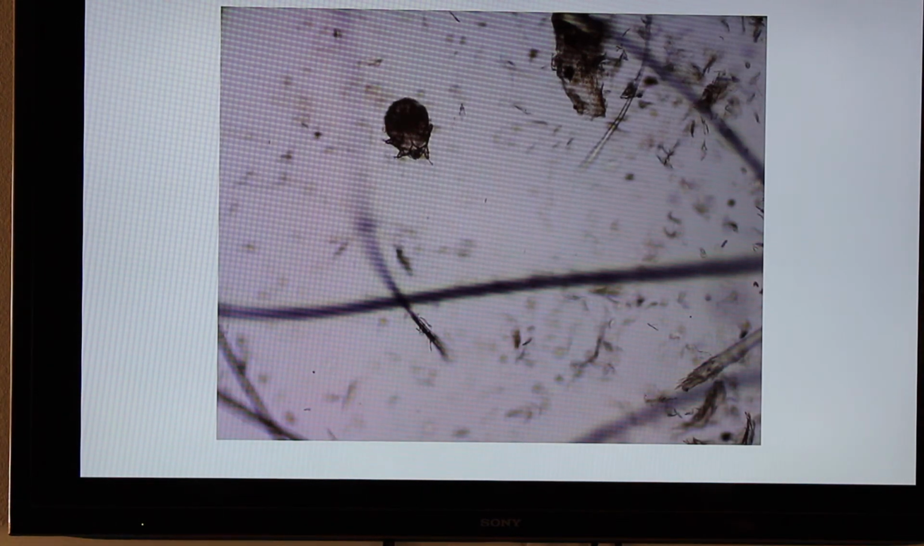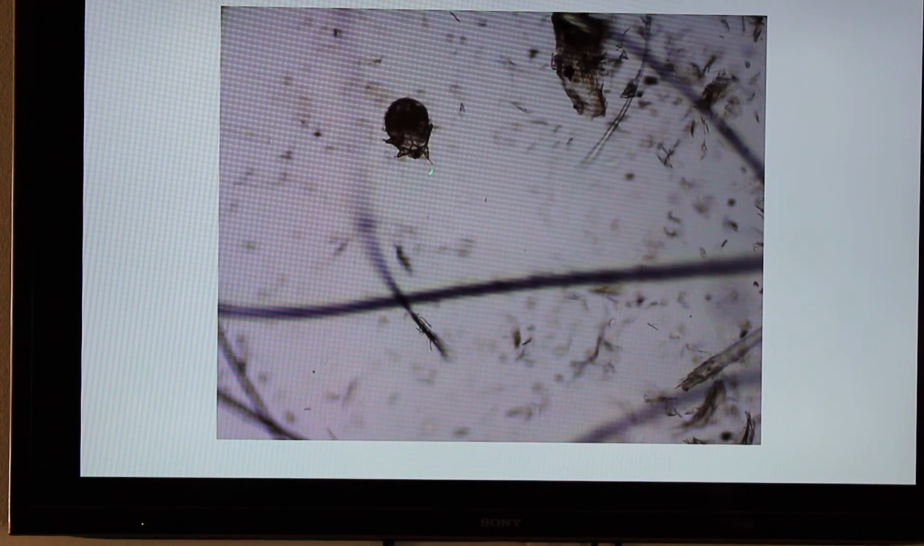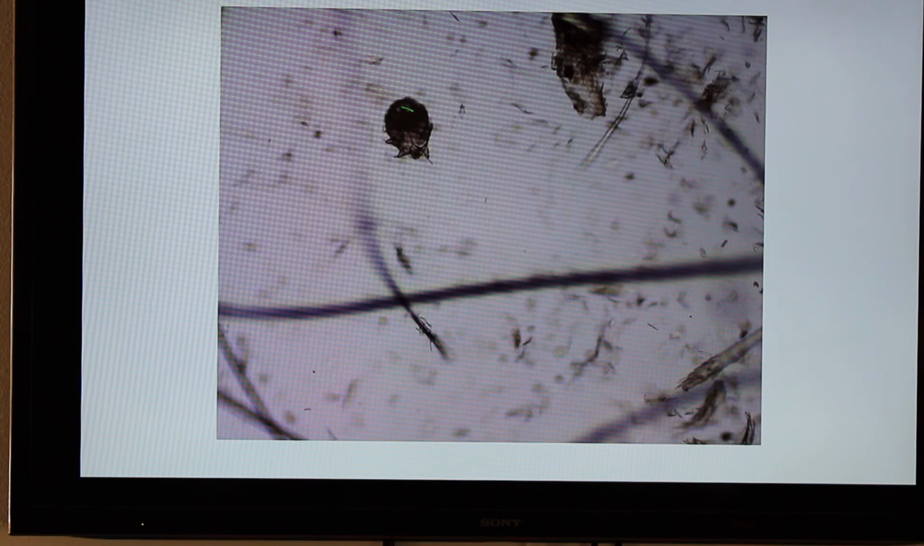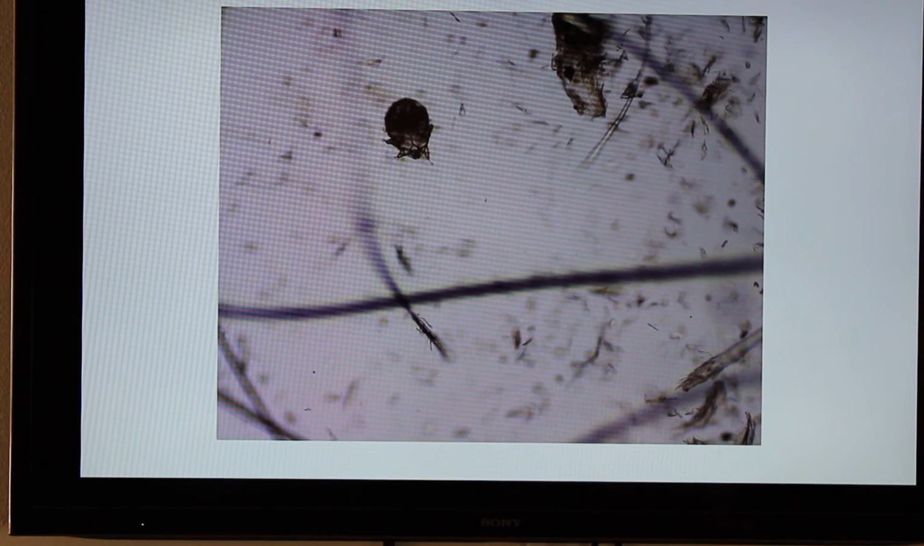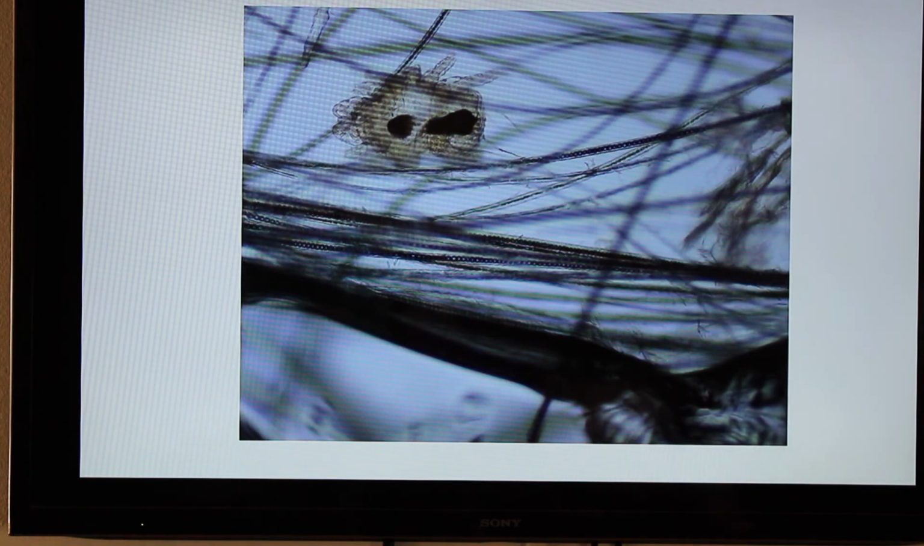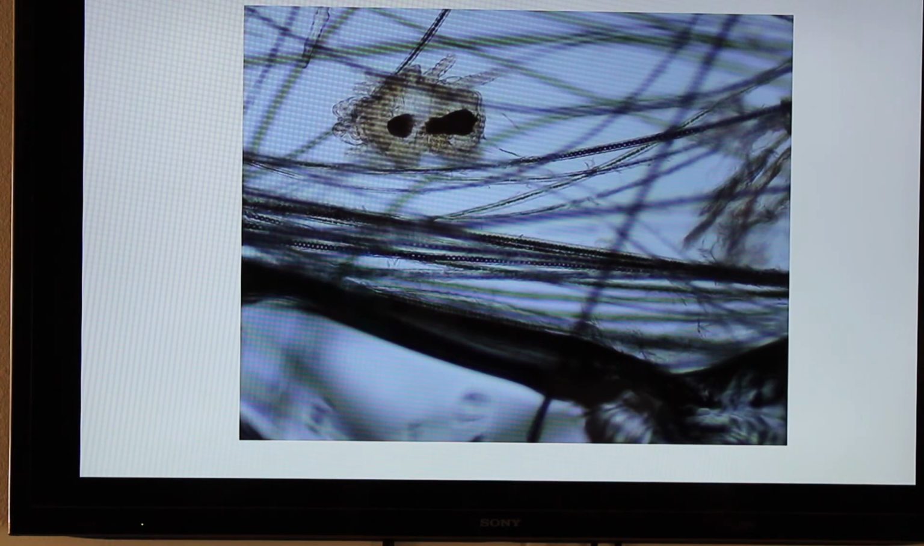Here we have a sarcoptiform mite. So the mite that causes scabies, and you can tell by its round shape and kind of little short stubby legs. And this is our Cheyletiella species. These are walking dandruff.